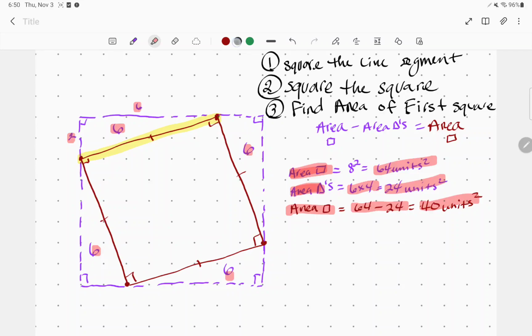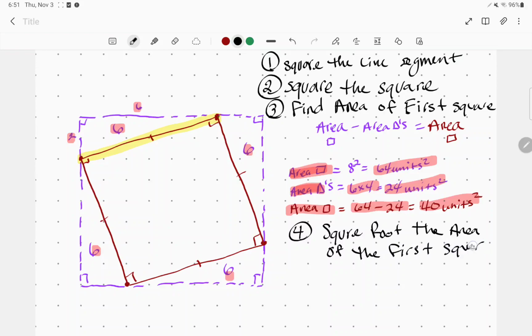Now, the fourth and final step, in order to figure out what this side length is right here, is to square root the area of the first square. A-R-E-A. Okay, and then this is the side length of the first square.